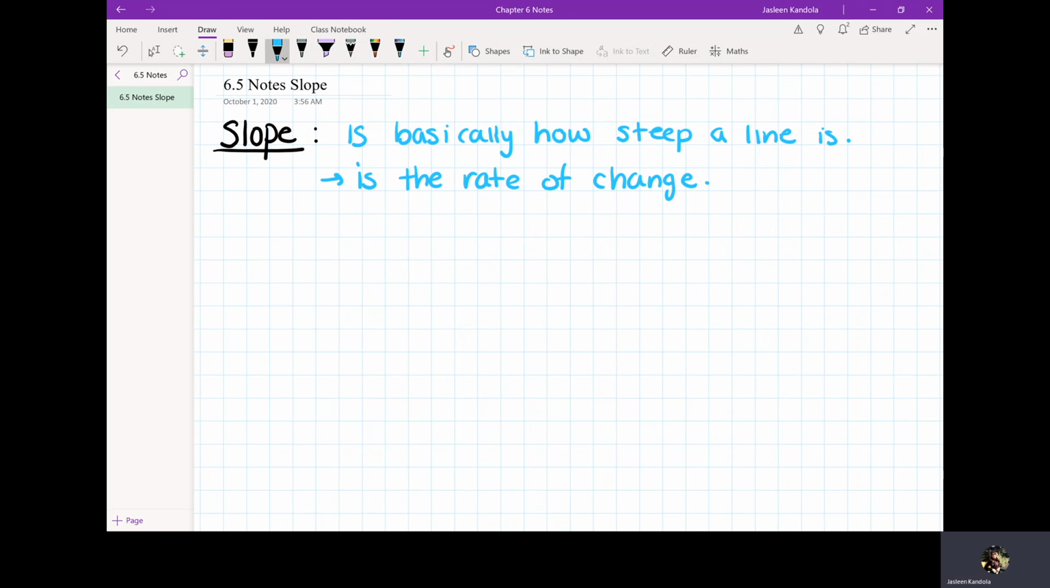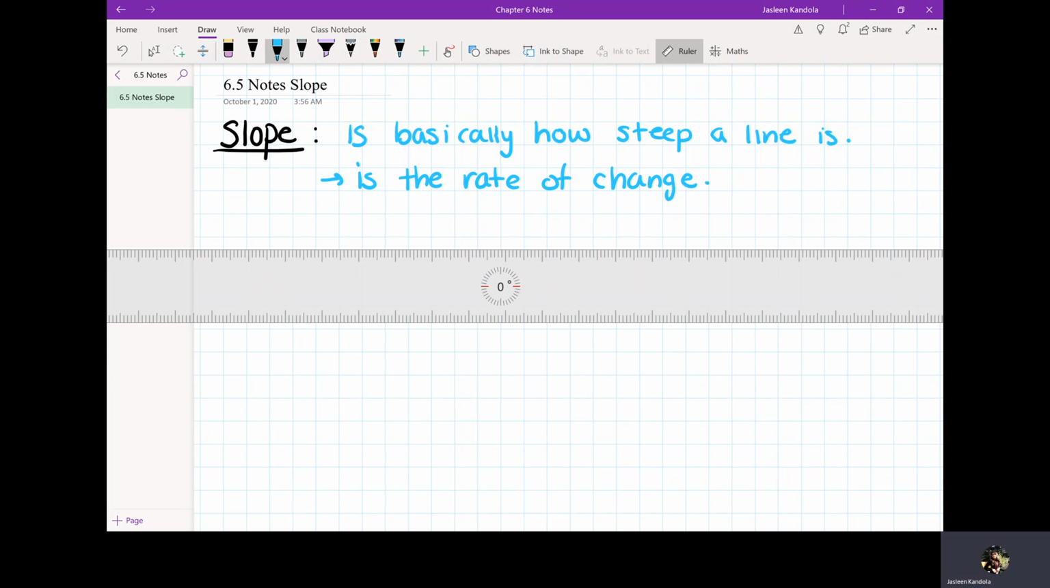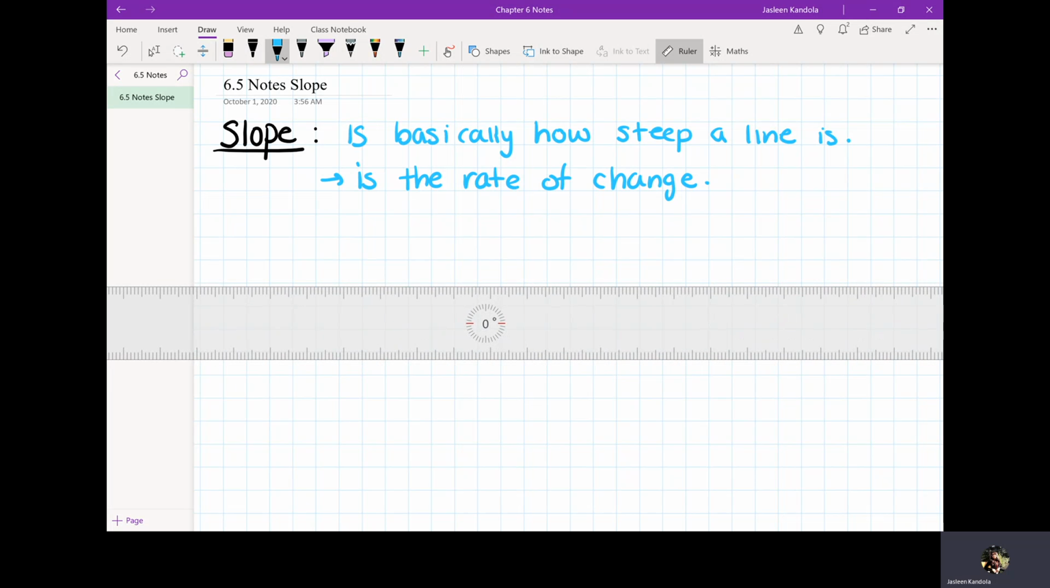So basically, when we say how steep a line is, you would say it's really steep. That means it has a high slope, or you would say it's a shallow slope or a low slope when this line is less steep. So when we look at that, what does that look like? We can draw an example right here.